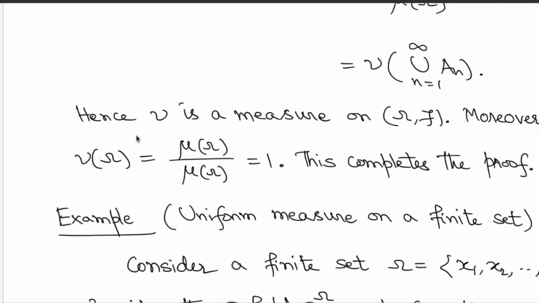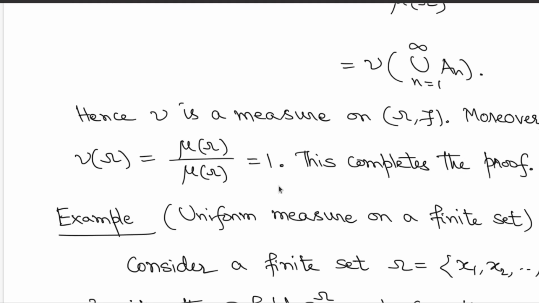So how do you show this? You look at the size of the whole set according to the new measure. As per the definition, the numerator is mu of omega, and you are dividing by mu of omega, and hence this ratio is exactly 1. Therefore this becomes a probability measure and completes the proof.